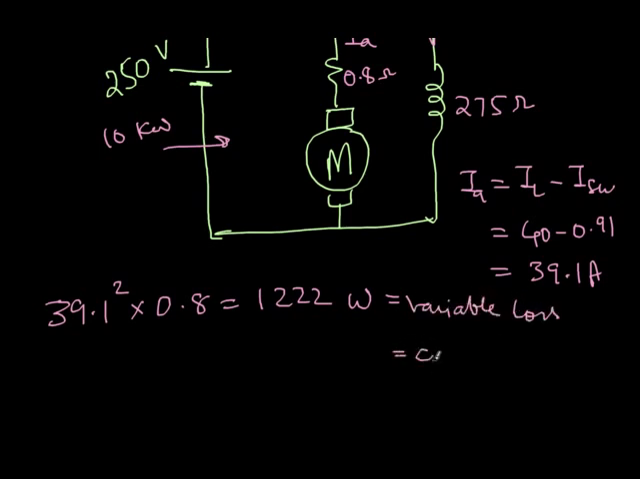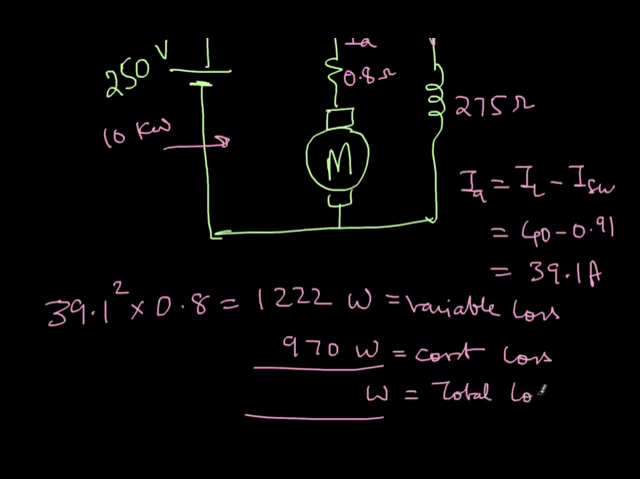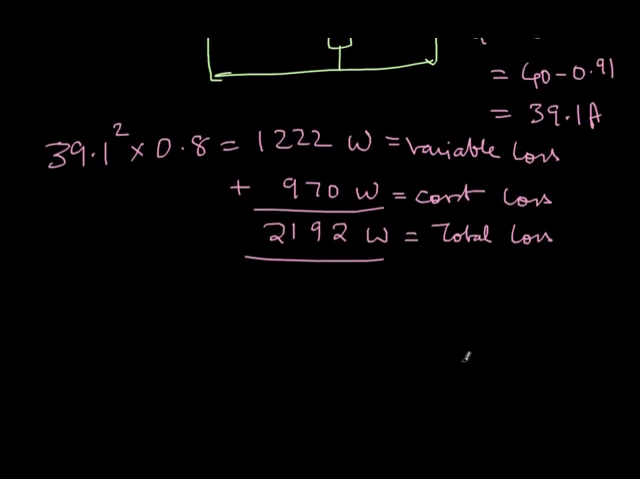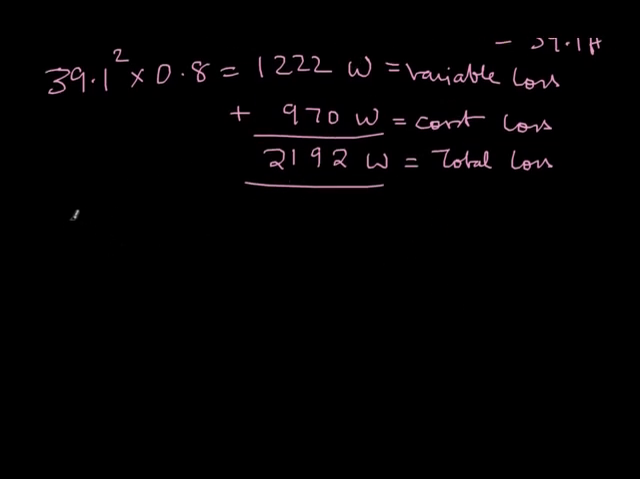And what is the constant loss? So constant loss again 970 watts if you remember. So we have the constant loss also. So the total loss will be 2192 watts. This is just the addition of variable and constant losses. And we also know the input, because it's a motor, input is 10 kilowatts. So now I have the losses and input, I can find the efficiency.